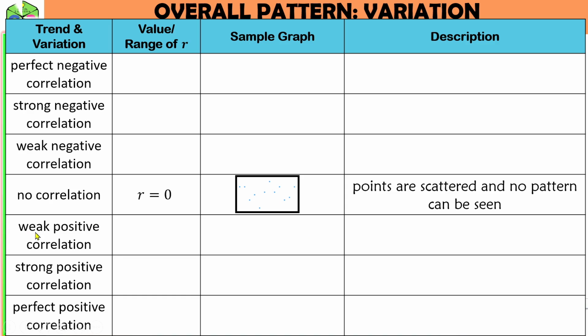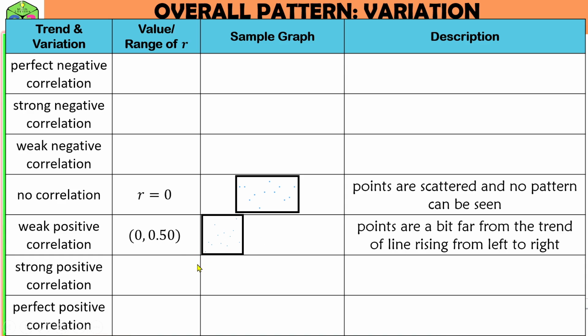The next one is weak positive correlation. The range of r for weak positive is from 0 to 0.5, exclusive, meaning 0 and 0.5 are not included. Here is a sample graph. And from here, you can see that the points now are a bit far from the trend of a line rising from left going to right. So there is a trend of line, but the points are a bit far from the trend of line.